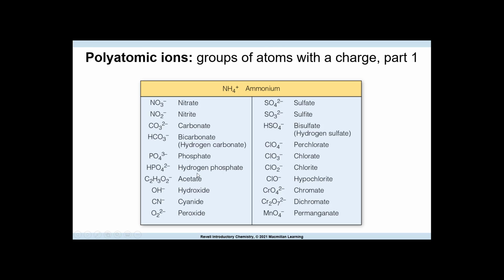Polyatomic ions are groups of atoms that have an overall charge. There's only one positive one, ammonium, which is right here in this orange-yellow color, and everything else below is negative. Some have a 3- charge, some have a 2- charge, and others have a 1- charge. These you definitely have to know.